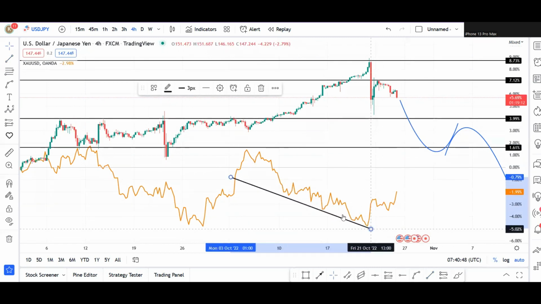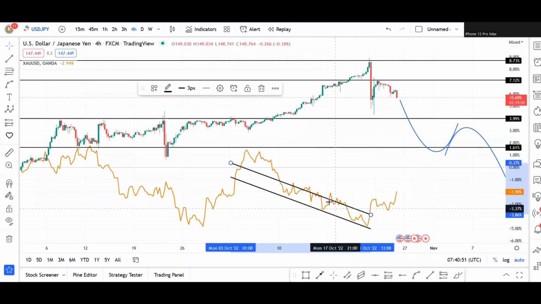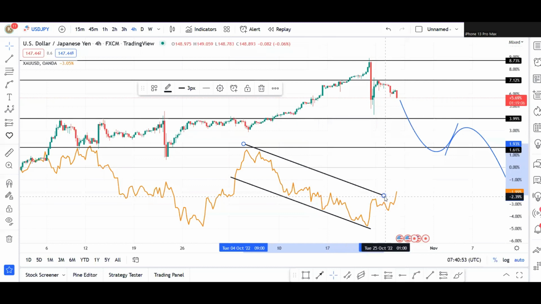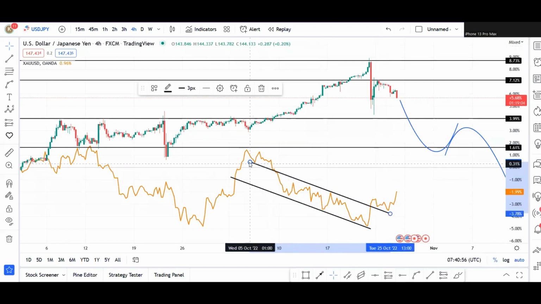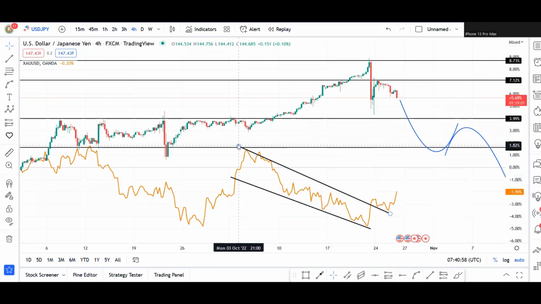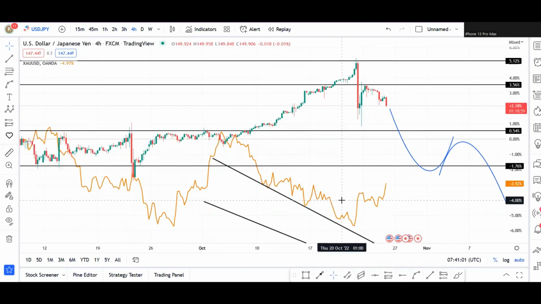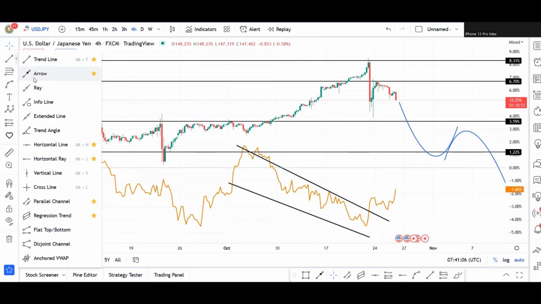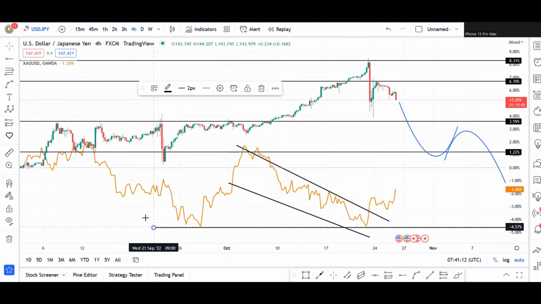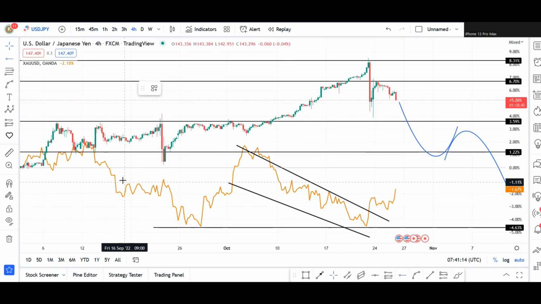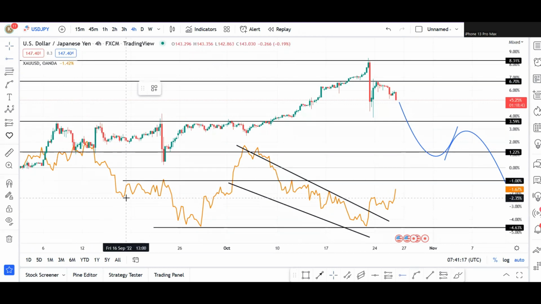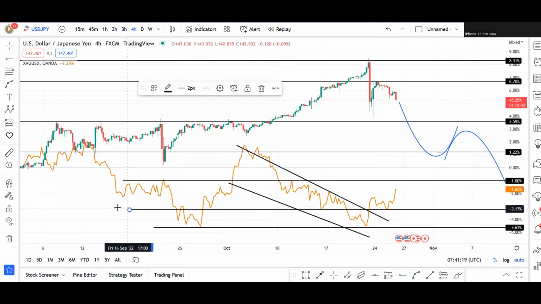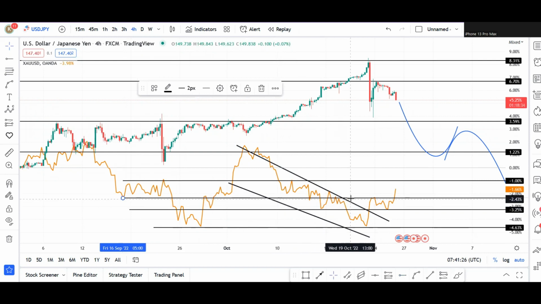Let's analyze gold for you guys. Gold is a gone boy. If gold is a boy, it's a gone boy. If gold is a girl, it's a gone girl. Wherever you are, whatever you're doing, sell USD JPY and buy XAU USD.